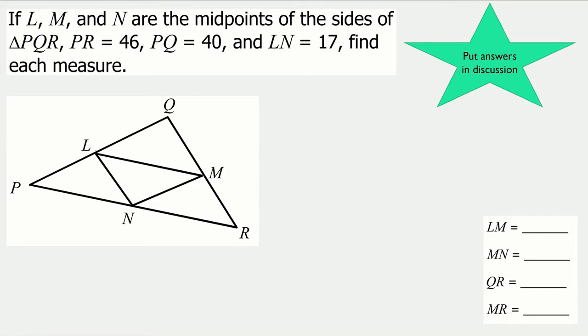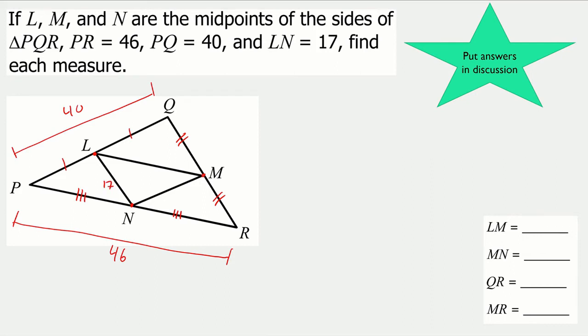So it says L is the midpoint, which means those two are congruent. M is another midpoint, so those two are congruent. N is a third midpoint, which means these three are congruent. And then it says PR, so this entire thing is 46. PQ is 40, and LN is 17. Find the measure of each.